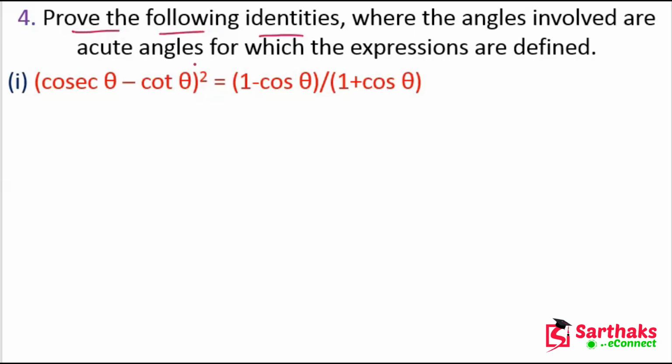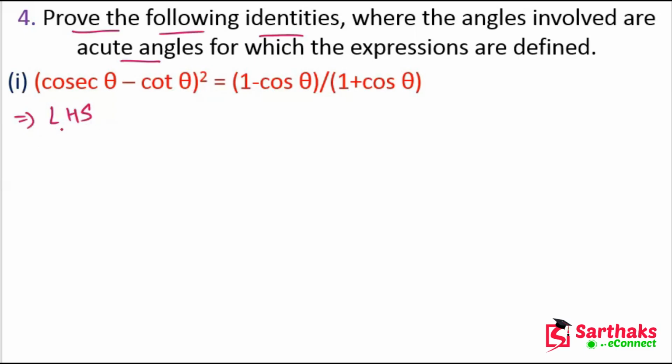So now, prove the following identities where the angles involved are acute angles for which the expressions are defined. Okay, so we have (cosec theta minus cot theta) whole square is equal to 1 minus cos theta upon 1 plus cos theta. So to prove this, first take the LHS of this equation to prove the RHS. So now we have to prove LHS equals RHS.